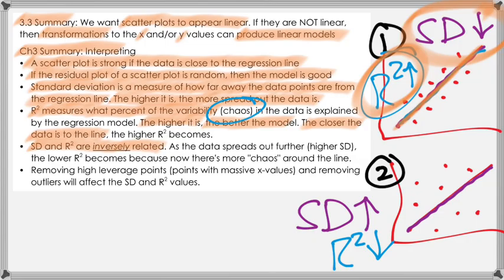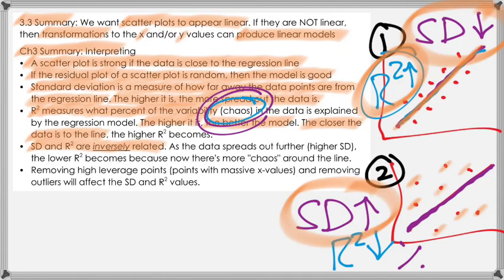And then the opposite, vice versa, is going to be true in the second model where the standard deviation is much higher because all of the data points are farther away from the regression line. So because the standard deviation is higher in the second model down here, the R squared percentage of how much of the variability the line is accounting for, how much of the chaos is being measured by the model, that value for R squared is going to be a lot lower because, again, the data set is way more spread out.